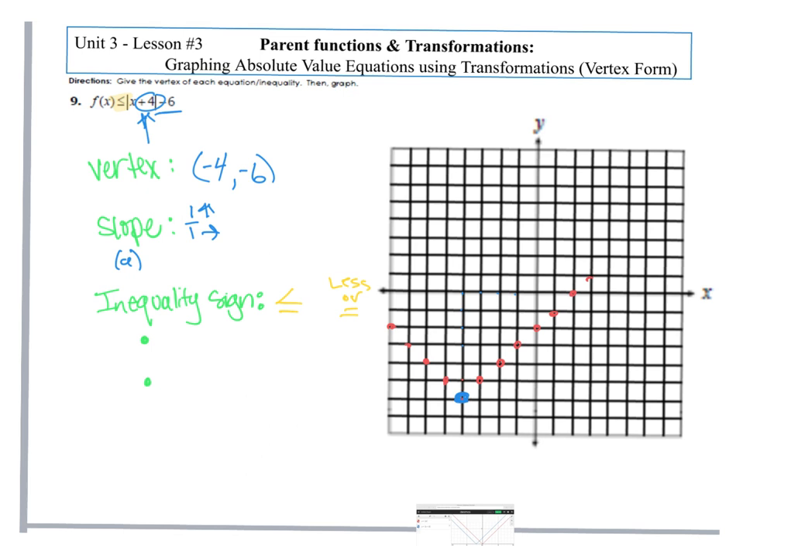Now that tells me 2 things. It's going to tell me if we're dotted or solid. Because it has the or equal to bar, that means that we have a solid line. So I'm going to connect all these dots, and I'm going to continue it all the way out.